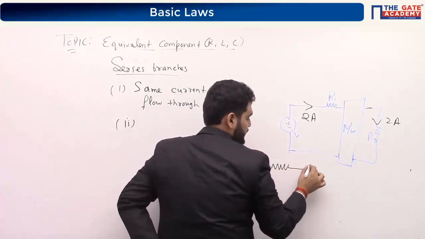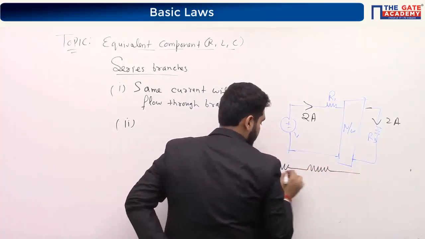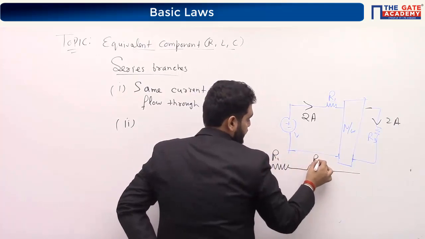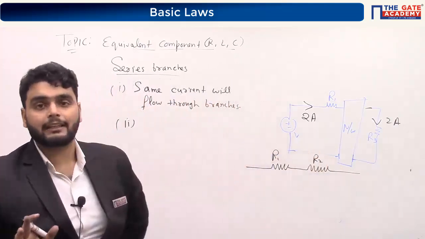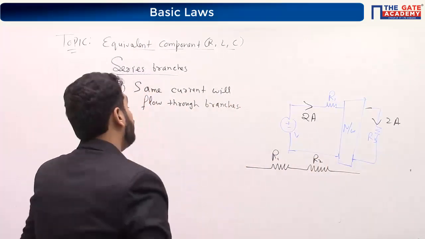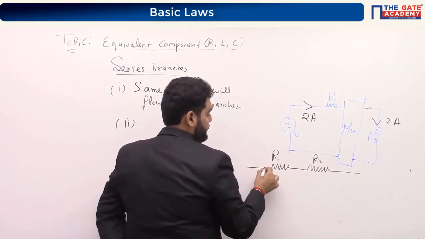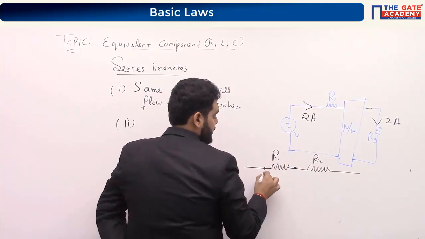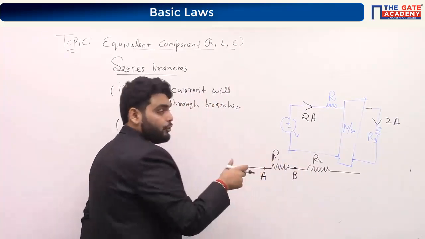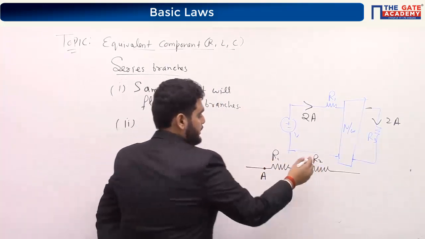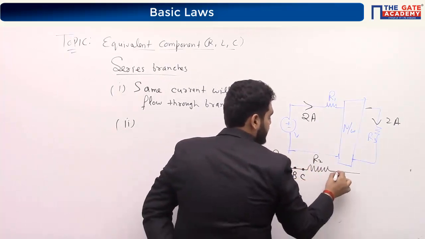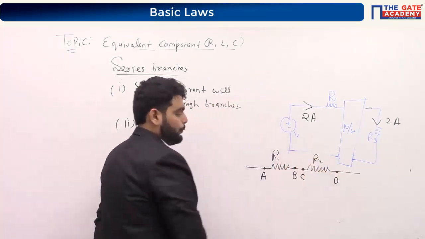I'm talking about series, okay? I'm taking two resistors. This is R1, this is R2. From seeing that, I can say this is in series. No problem. Now, let us suppose from a second point, we have to find out the second point. This is terminal A, this is terminal B for R1. This is terminal C, this is terminal D for R2.